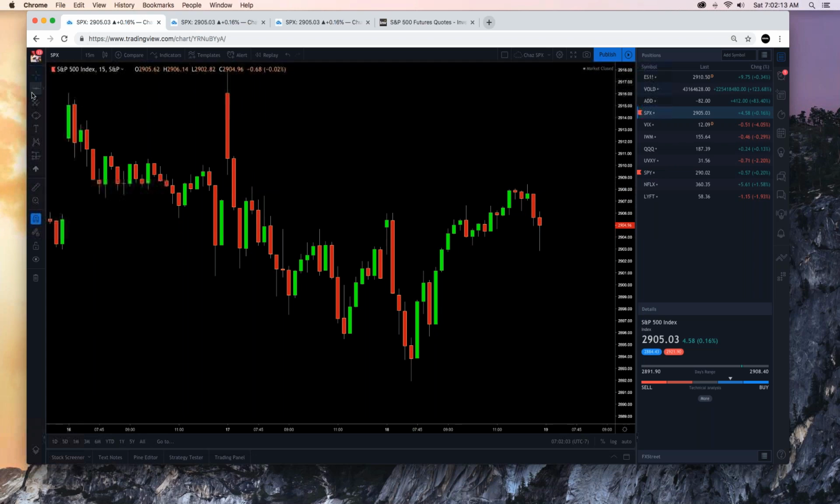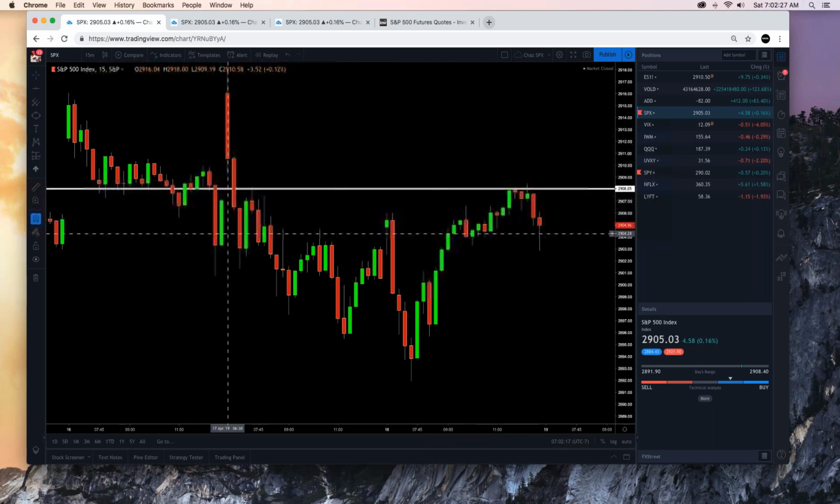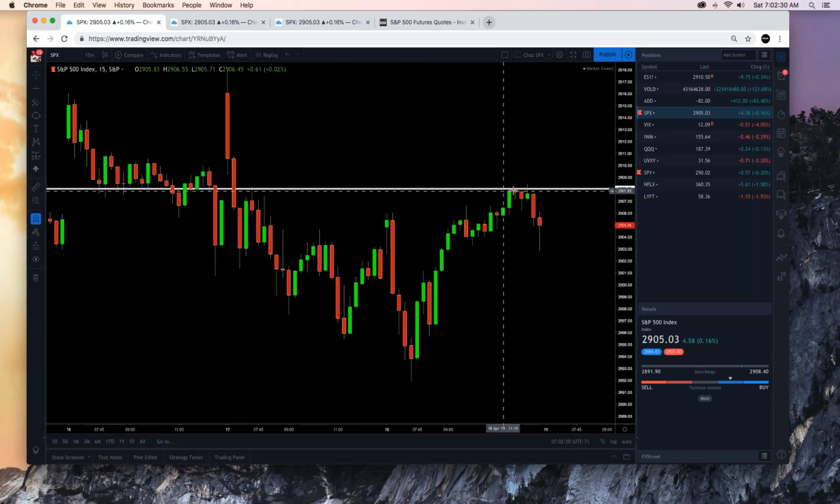So I'm going to go ahead and use just a white line. I'm going to have to change all these colors come Monday, because I'm just going to use all the same color, because we're going to be doing quite a bit of levels here. So right here, it's about the 2908 level-ish. Right there is where I'm going to put that topside pivot trigger. So coming into Monday, that's going to be a trigger for upside if we're breaking that.